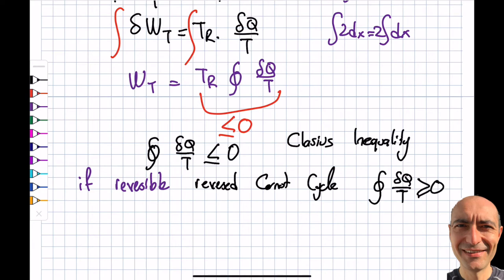That means that delta Q by T must be equal to zero, isn't it? Because it satisfies this here, it satisfies it over here. If this was 1, it's not going to satisfy this. If this was minus 1, then it's not going to satisfy this. So it has to be 0. There's no other way, okay?